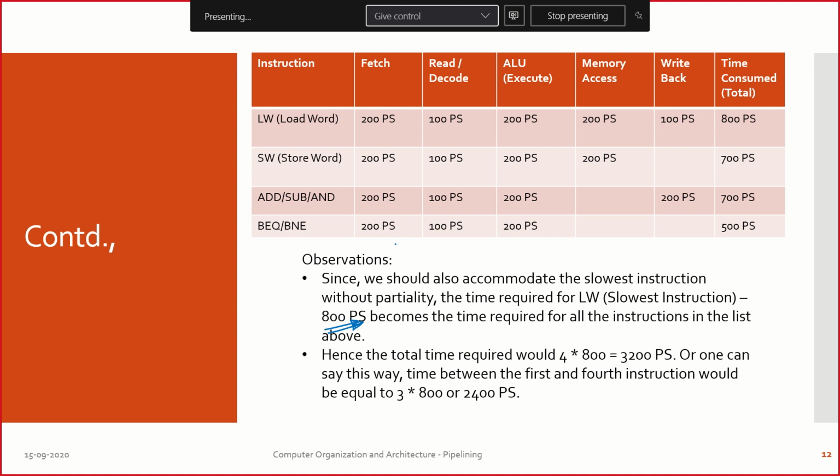So I need to make it, as 4 instructions are here, 4 into 800, which eventually will get you 3200. Here it is wrong. This is correct. Otherwise, you can cite it like this: the difference between the first and the last instruction. This one can be forgotten. This is the right way to mention it. So, 3200 picoseconds is the total time. When I go with single cycle design, I will need 3200 picoseconds to execute this sequence of instructions.